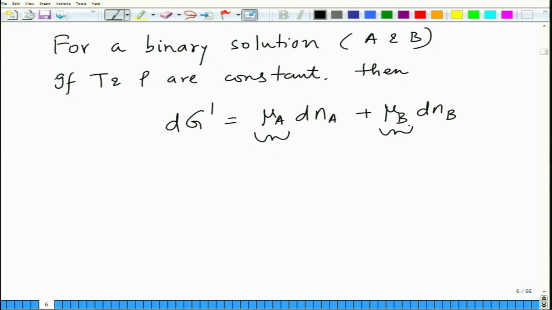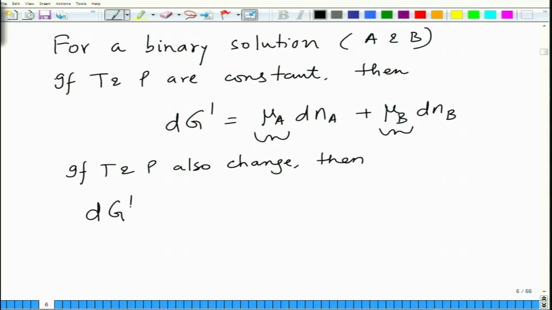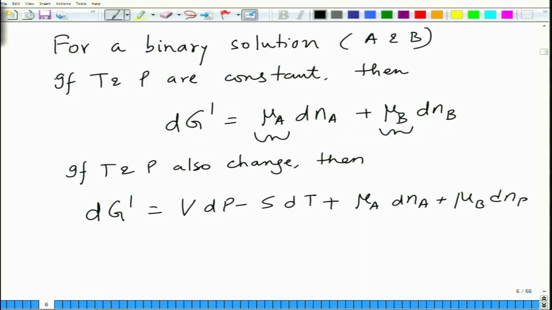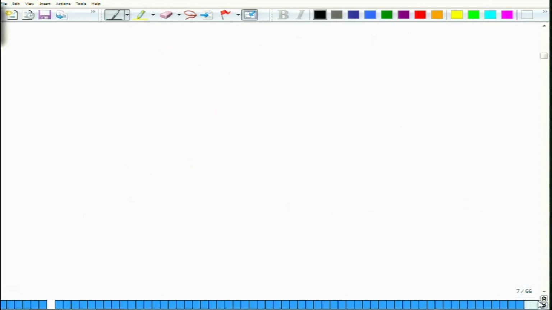So if you change the pressure and temperature also, then the free energy dG prime will be equal to V dP minus S dT plus mu A dNA plus mu B dNB. So this is a generalized equation of free energy change in a system. So you can extend this approach to a multi-component system.